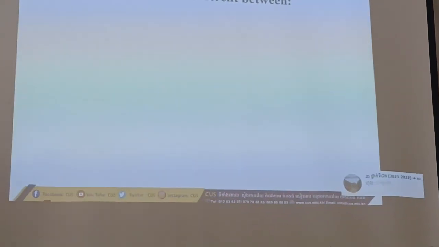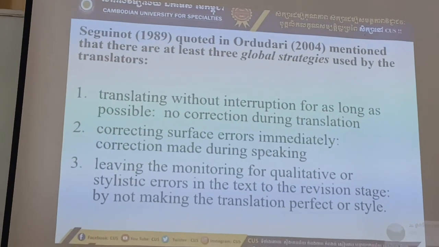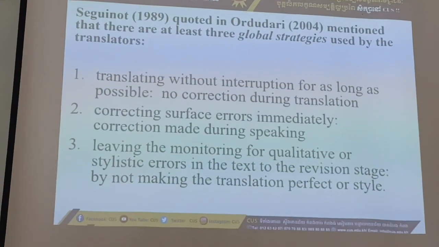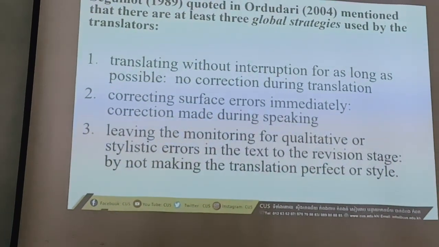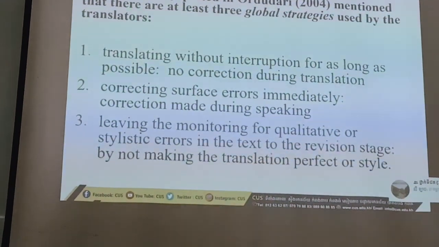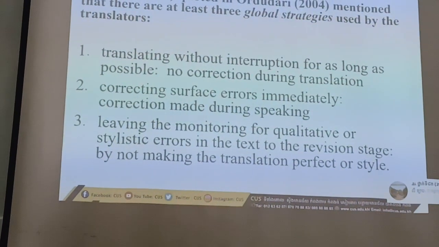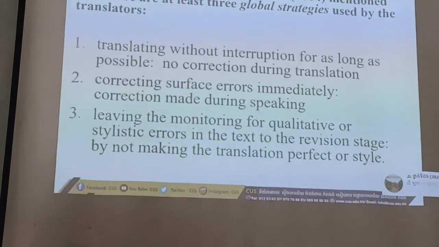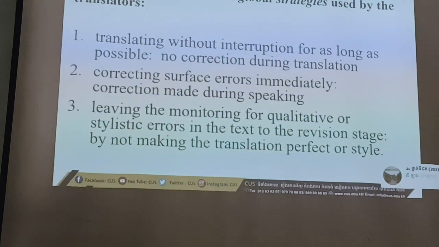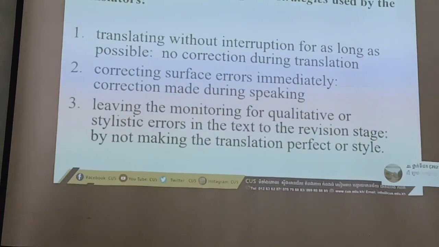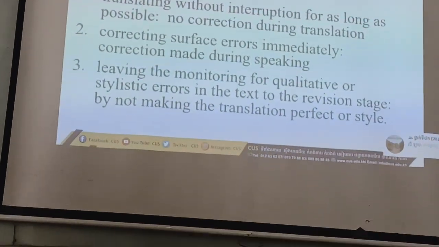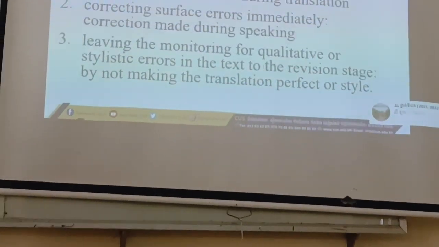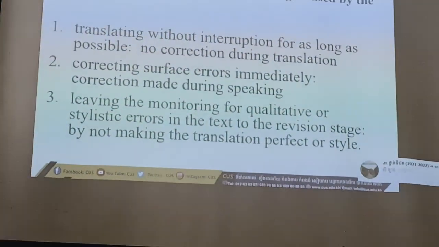Can you give me one example? Can you give an example of number one and number two, teacher? Translating without interruption. What is the example of no correction? No correction during the translation, like you translate without checking the errors. But number two, correct immediately. You translate and then you read it back and then you see if there is a mistake, you do it again.